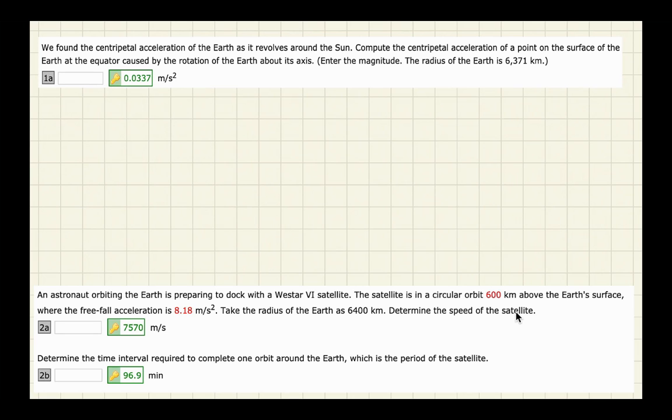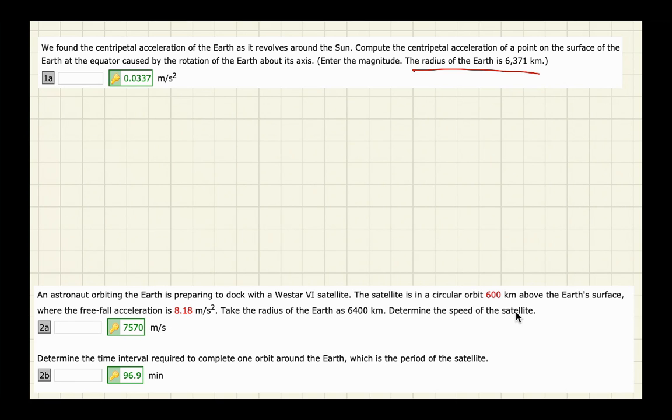This is the circular motion answer key for the circular motion practice problem set from WebAssign. And we're going to start with this first question about the centripetal acceleration at the equator of the Earth. What we're given in this particular problem is the radius of the Earth, and that's it. And so we're asked to find the centripetal acceleration.